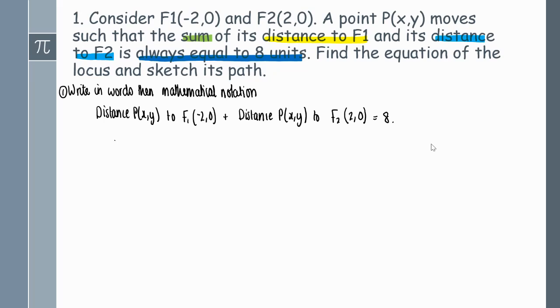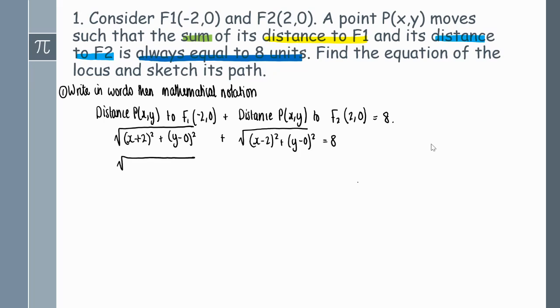Then we use our distance formula to write this fully using mathematical notation. So I have the square root of x minus minus 2, that will become a plus 2, all squared plus y minus 0 all squared, plus the square root of x minus 2 squared, plus y minus 0 squared. That all is going to be equal to 8. I'm just going to tidy this up a little bit by getting rid of the zeros where I can.